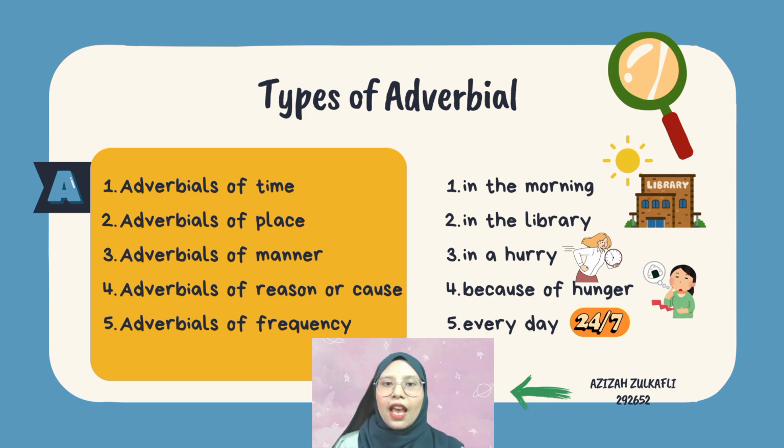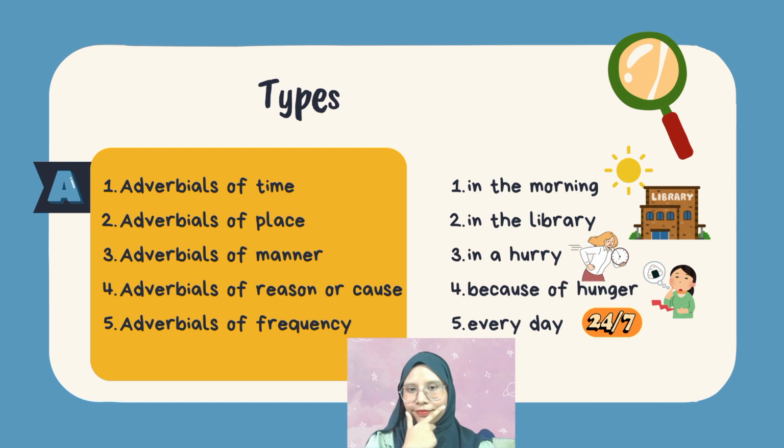adverbial of frequency. As example on the right, the word morning indicate the time, library indicate the place, hurry indicate the manner, phrase because of hunger itself shows it is the reason, and lastly, everyday indicate the adverbial of frequency.